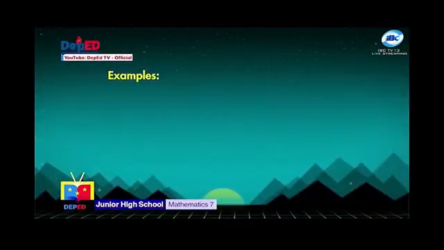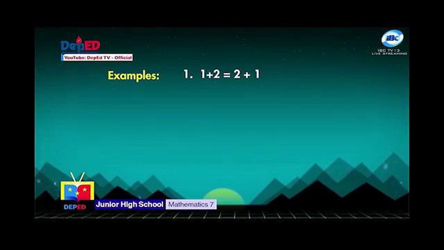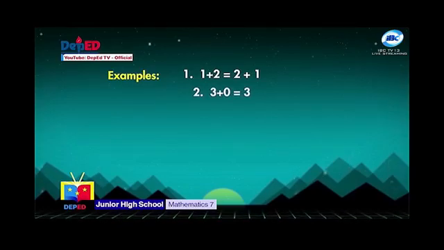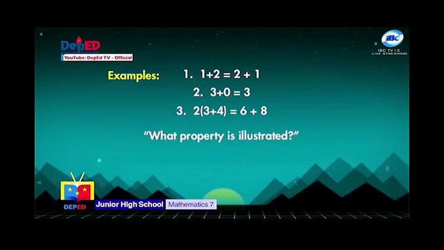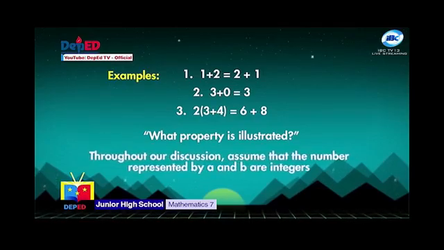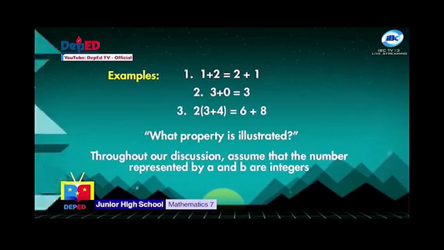Now consider these examples. Number 1. 1 plus 2 is equal to 2 plus 1. Number 2. 3 plus 0 is equal to 3. Number 3. 2 times the quantity of 3 plus 4 is equal to 6 plus 8. What property is illustrated by each example? Throughout our discussion, assume that the numbers represented by the letters A and B are integers.